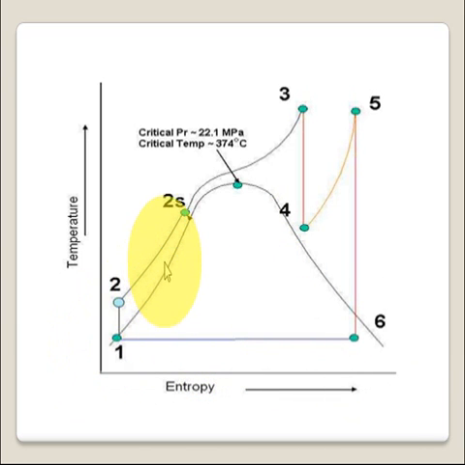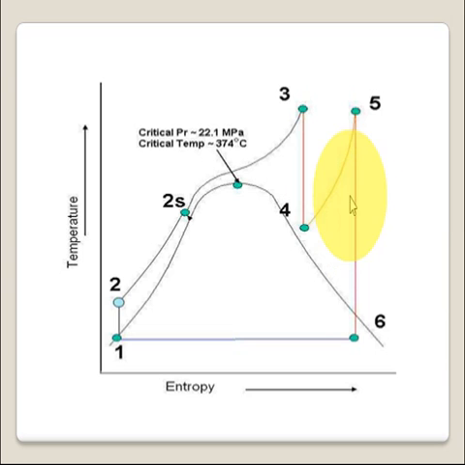And this is a saturation curve. In this saturation curve, this is the critical point. Before the critical point, we have the liquid region here. Under the curve, we have liquid and vapor, and here we have the superheated region.